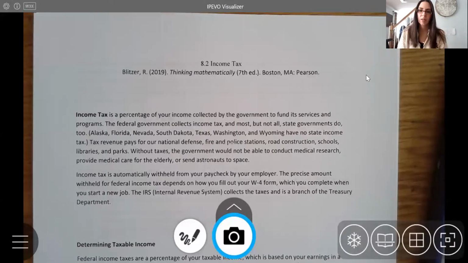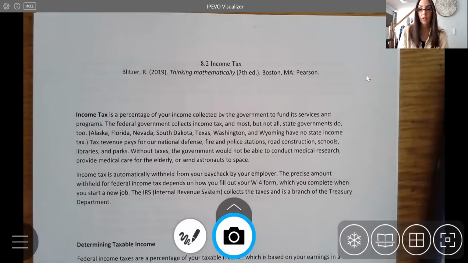In this section, we're going to talk about more applications of percents and focus on income tax. Now, I will say that income tax can get quite complicated depending on your job, how many jobs you have, what states you live in, and so on. So we're really just looking for an introduction here to this section. If you have further tax questions, then obviously you should talk to an accountant.